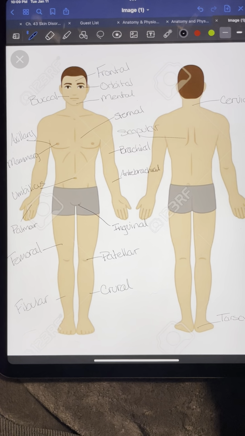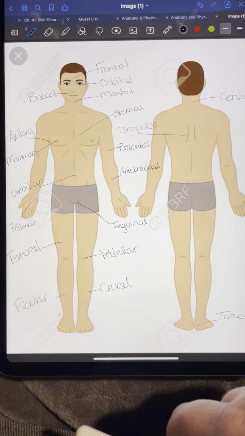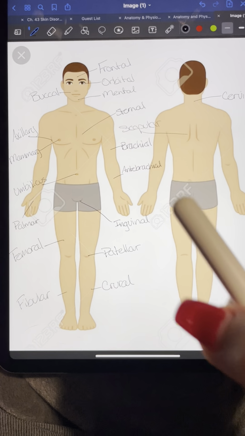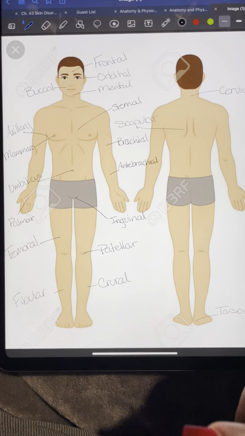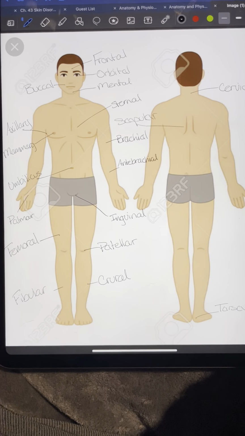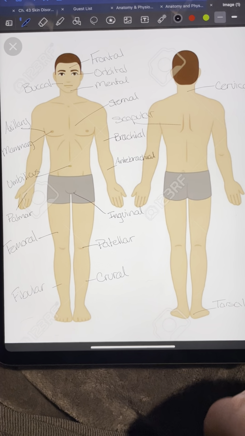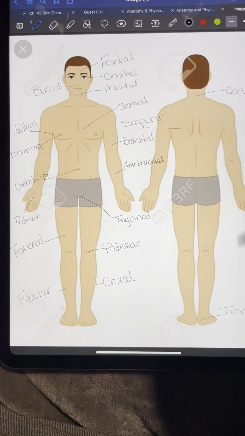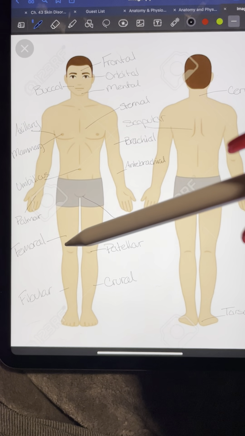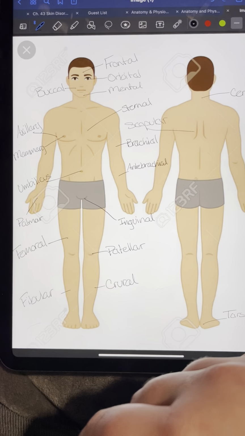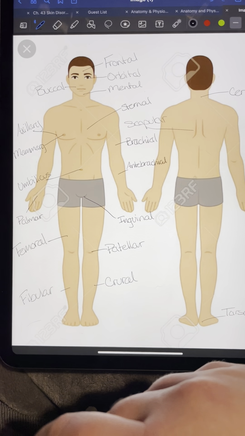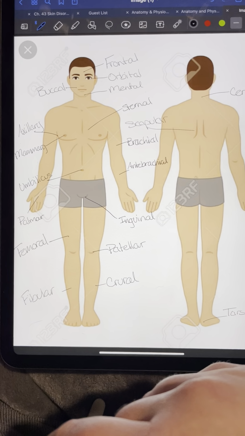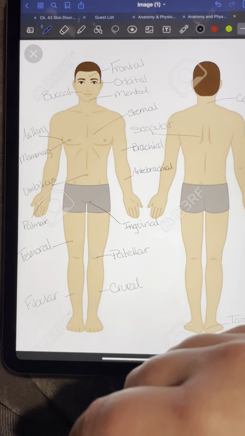After that, you have the inguinal, which means groin. The Latin inguinalis is the word. It means of the groin. The femoral is the thigh. That's also the area where the femur is located.